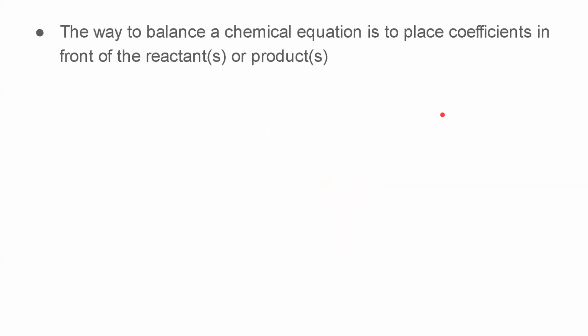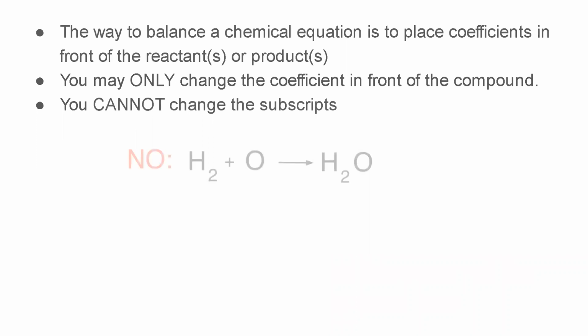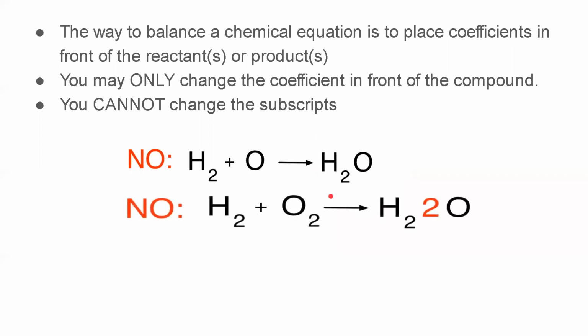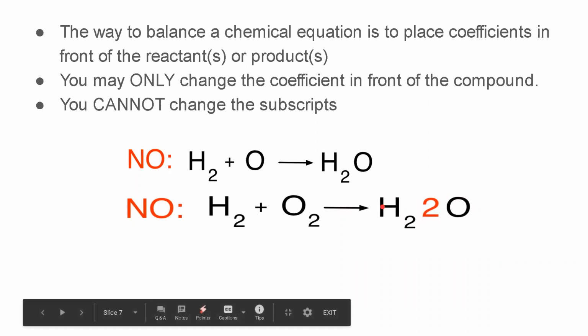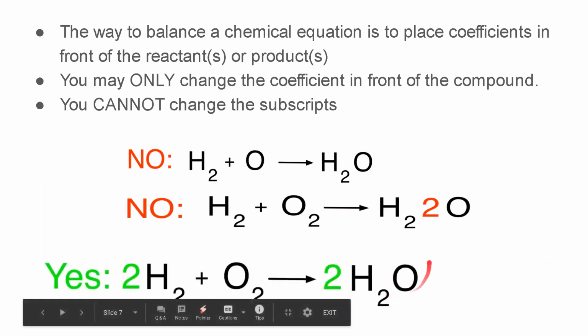But the way to balance chemical equations is to place coefficients in front of the reactants or products. You may only change the coefficient in front of the compound. You can't change the subscript. So you can't add a 2 down here. If you guys can see this little laser thing, you can't add a 2 there. You have to add it in front of the whole compound, not just the single element. So this is what it looks like correctly.